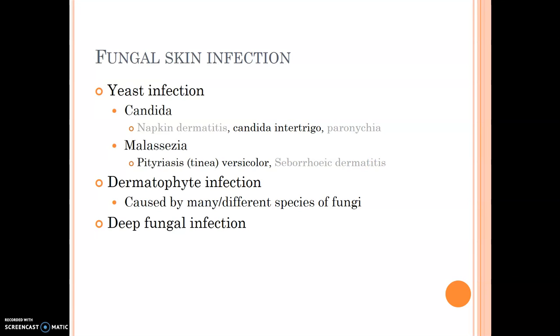Fungal infection, also known as yeast infection, has three types. Yeast infection is part of fungal infection. So yeast, for example, is Candida, Malassezia. I think today one of your friends mentioned Malassezia in the management of seborrheic dermatitis, I remember, the hair infection of the scalp. And then you have dermatophyte infection. Basically, dermatophyte infection is also known as fungal infection, as well as deep fungal infection.